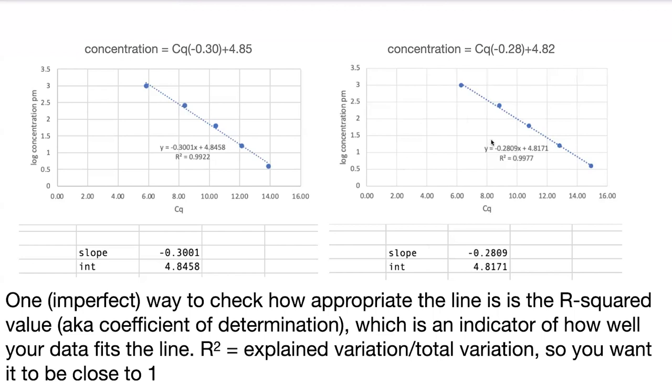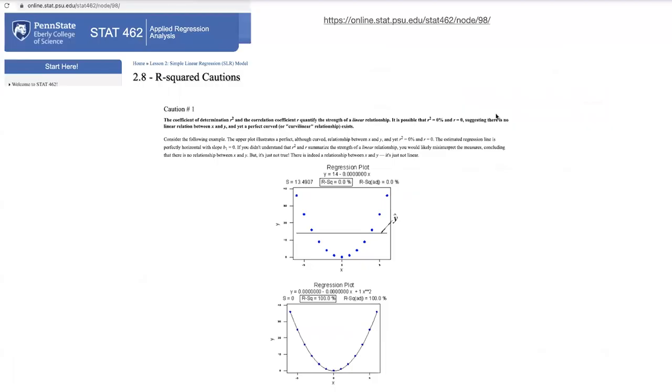So you want it to be close to one, meaning that all of the variation is going to be explained by the equation. In this example, this one is 0.9922, this one is 0.9977, and so this one's going to be closer to one, so it's a little better. But R squared can be fooled very easily. Here's a good blog website I recommend, and I'll post a link to, but it shows you some examples of how the R squared can trick you.